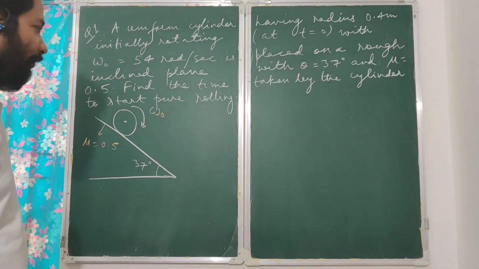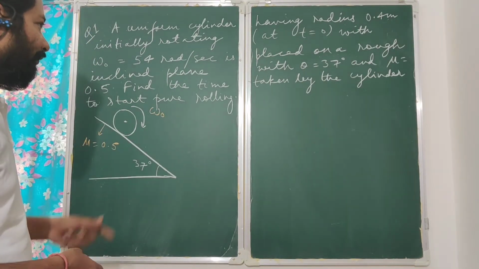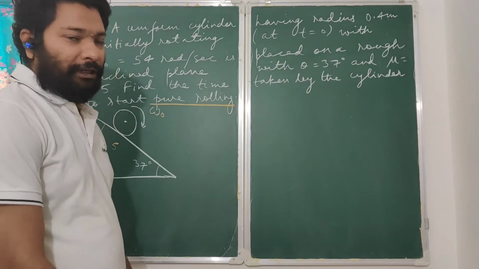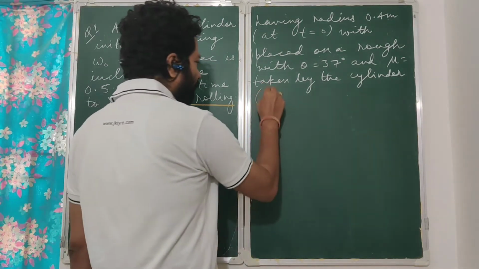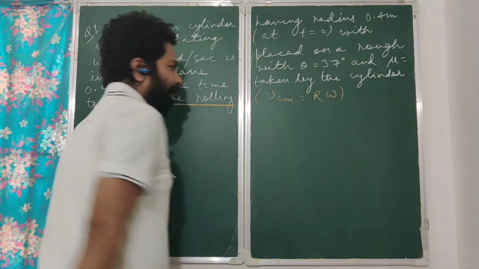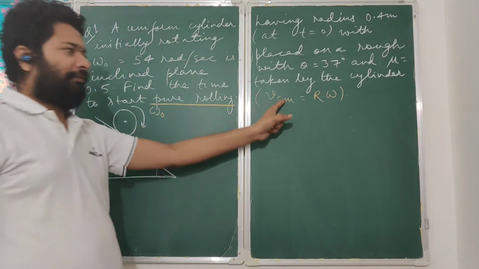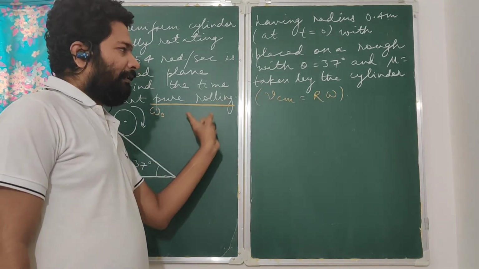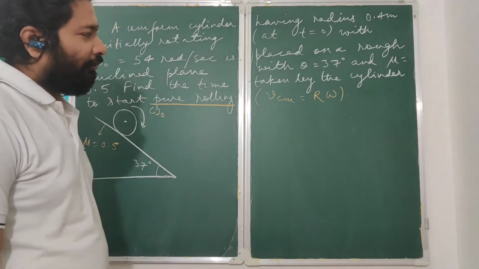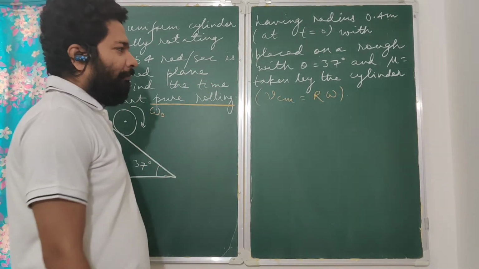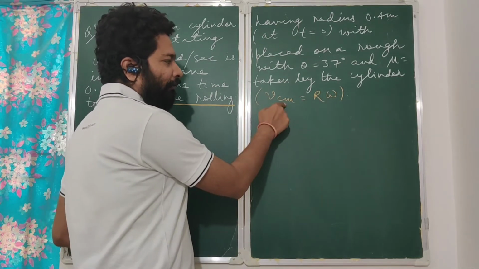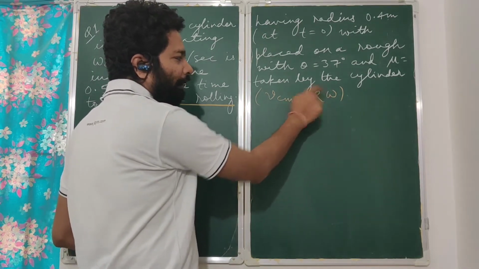If you see this question, they have asked us to find the time which will be taken by the cylinder to start pure rolling motion. In pure rolling motion, what should be the velocity of the center of mass? It should be equal to r into omega. When this condition is satisfied, the cylinder will start pure rolling. Therefore, while solving this question, you have to determine the instant of time when the velocity of the center of mass becomes equal to r into omega.